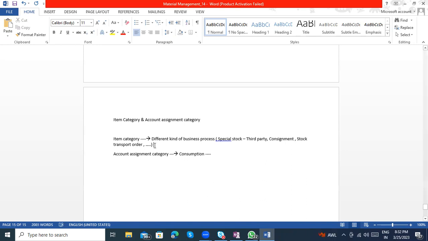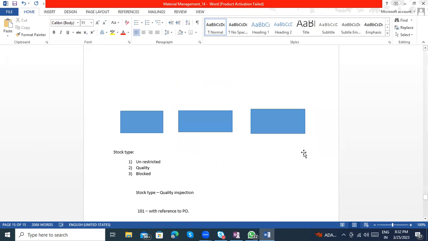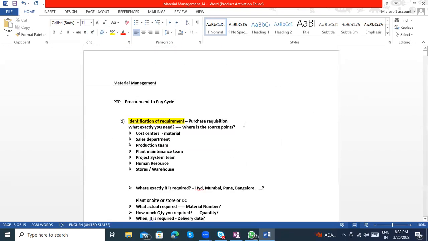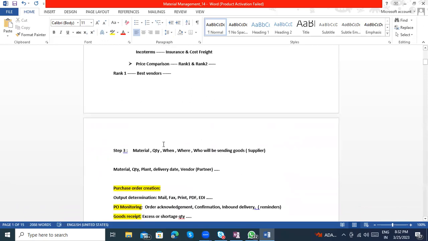But item category is special stock related, a special process. If it is a standard process, we can leave it blank. If it is third party, then we will give S. And if it is consignment, there will be a consignment process, K. And stock transport order is U. So based on this special stock indicator, we will be differentiating the above processes, which are the special stock processes we have.